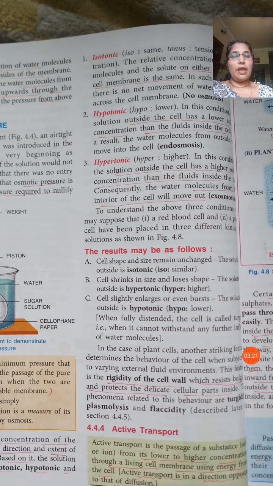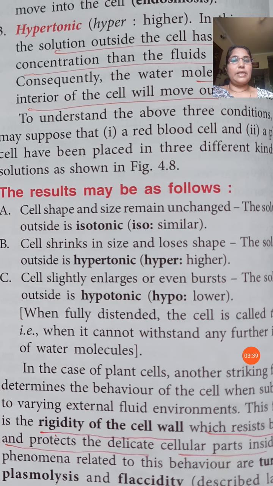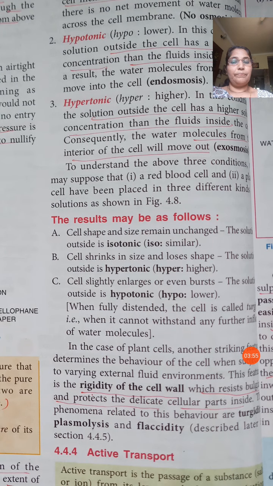Then the result may be as follows. Here you can see in case A, the cell shape and size remain unchanged if we put it in the isotonic solution. If we put the cell in hypertonic solution, the cell shrinks in size and loses its shape. Then in C, the cell slightly enlarges or even bursts. That is what will happen.